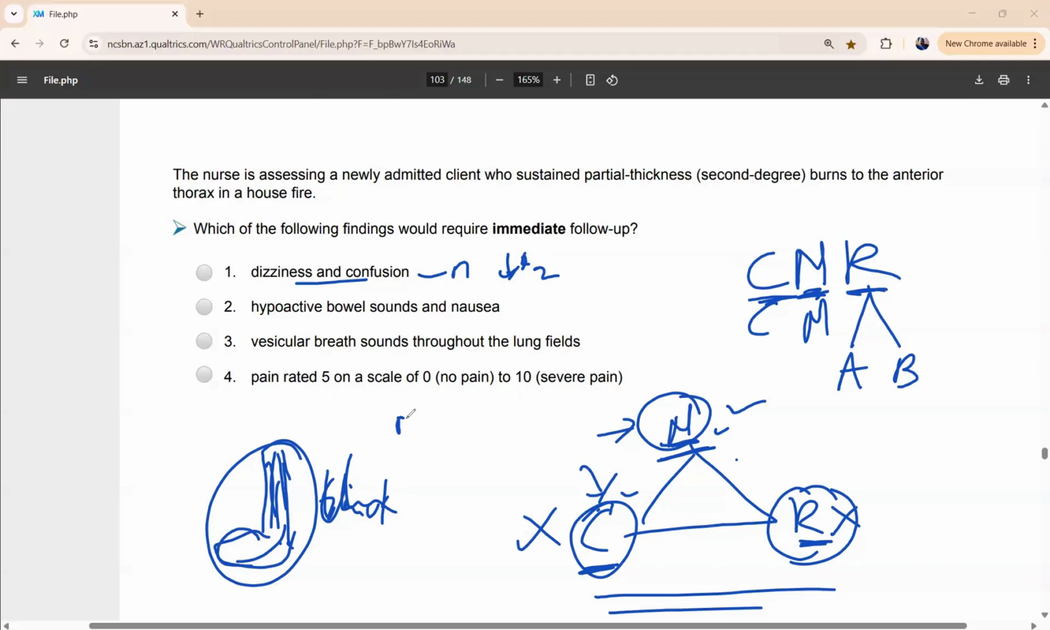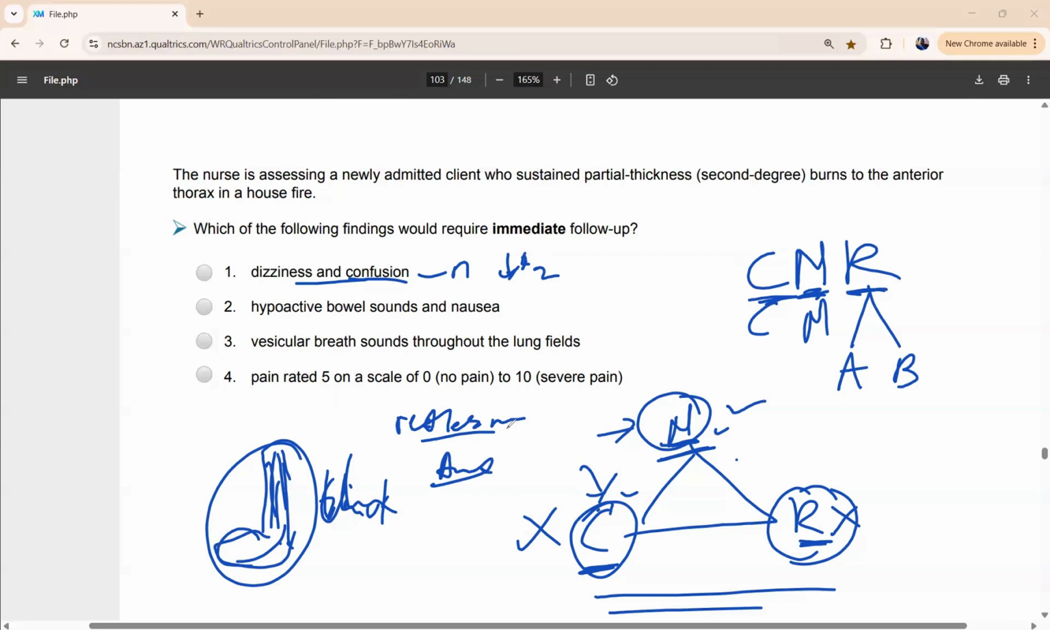The keywords restlessness, confusion, anxious, all these keywords scream what? Low oxygen. I put that on the PDF, right? About prioritization. After I answered, I remembered that's the answer. Okay, great. So that is the one that requires your immediate follow-up.